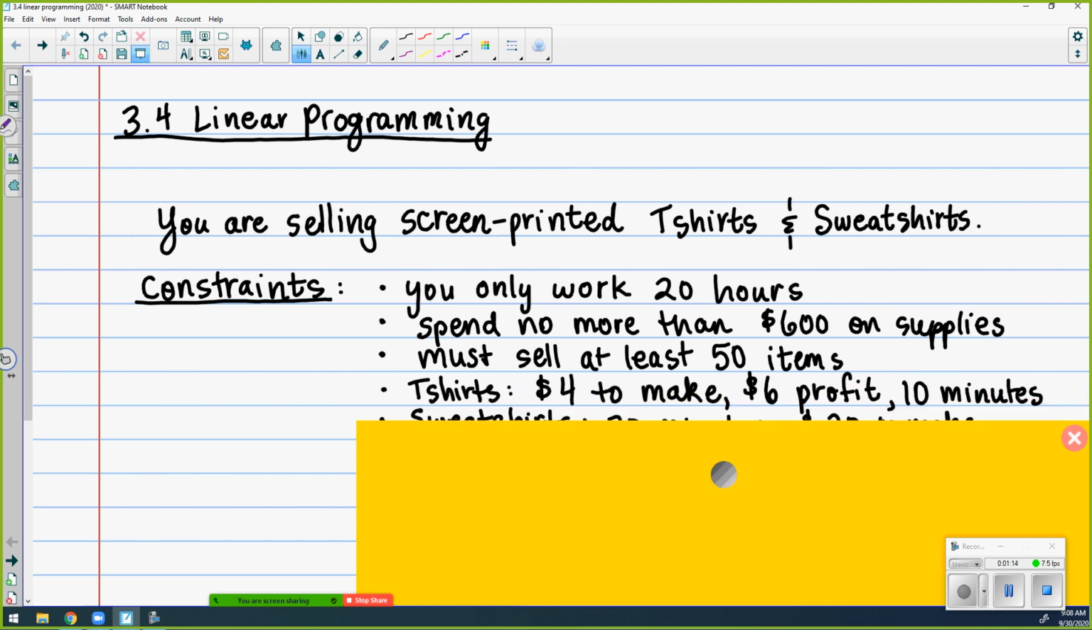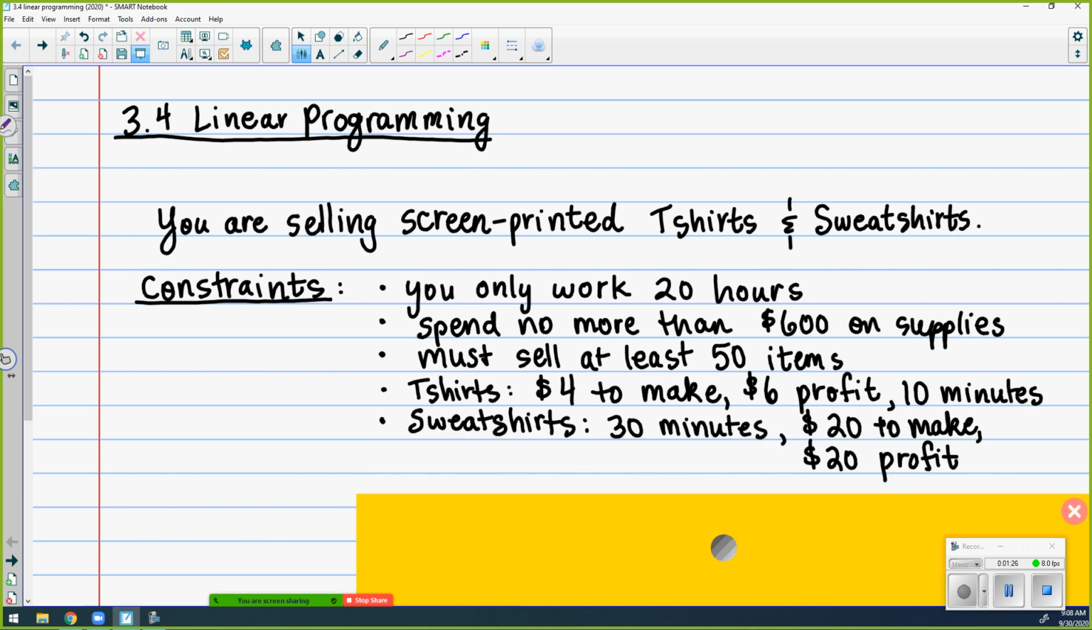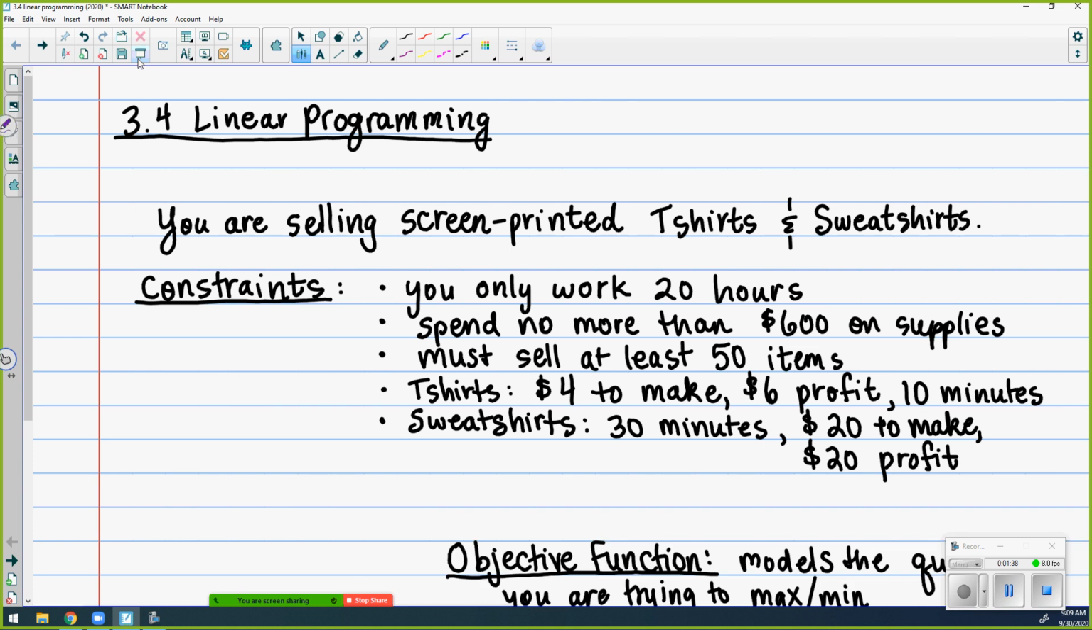And then these are some other big ticket item constraints. With t-shirts, they take $4 to make. They earn us $6 in profit, and they take 10 minutes to make. Sweatshirts take 30 minutes to make. They cost $20 to make, and they'll earn us $20 in profit. All right, so let's talk constraints. So our two variables are going to be X and Y. I'm going to assign X to t-shirts, and I'm going to assign Y to sweatshirts.